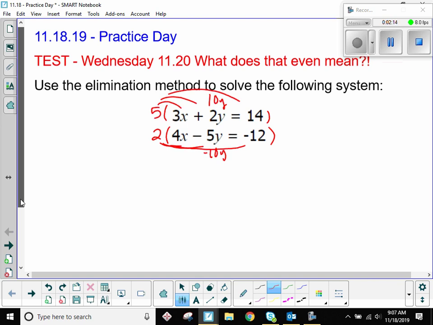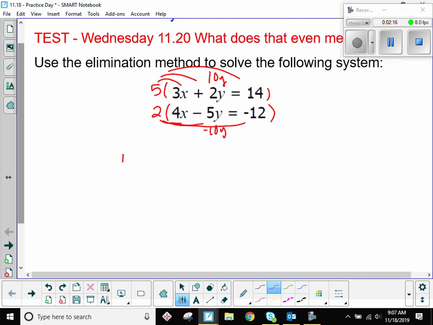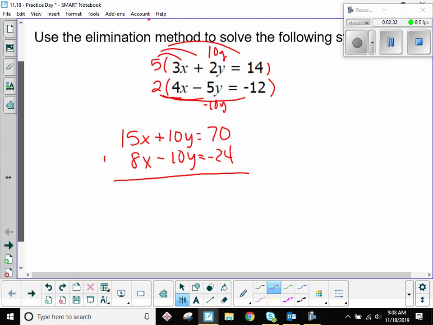And so now our new equations look like this. 15x plus 10y equals 50 plus 20, 70. And then on the second one, 8x minus 10y equals -24. And then what do we do with those two things? We just add them up and down, okay? So which is canceling here, the x or the y? The y's. So this gives me 23x equals 46.